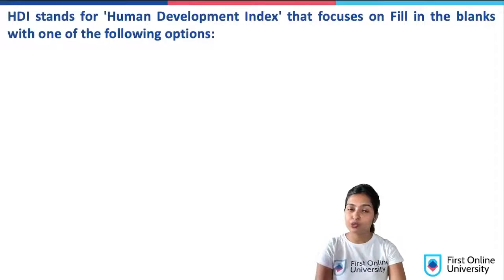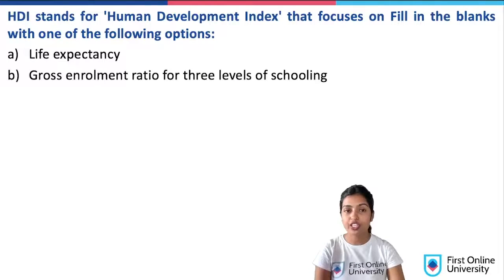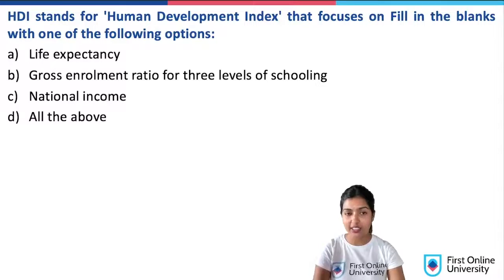HDI stands for Human Development Index that focuses on A. Life expectancy, B. Gross enrollment ratio for 3 levels of schooling, C. National income, D. All of the above.